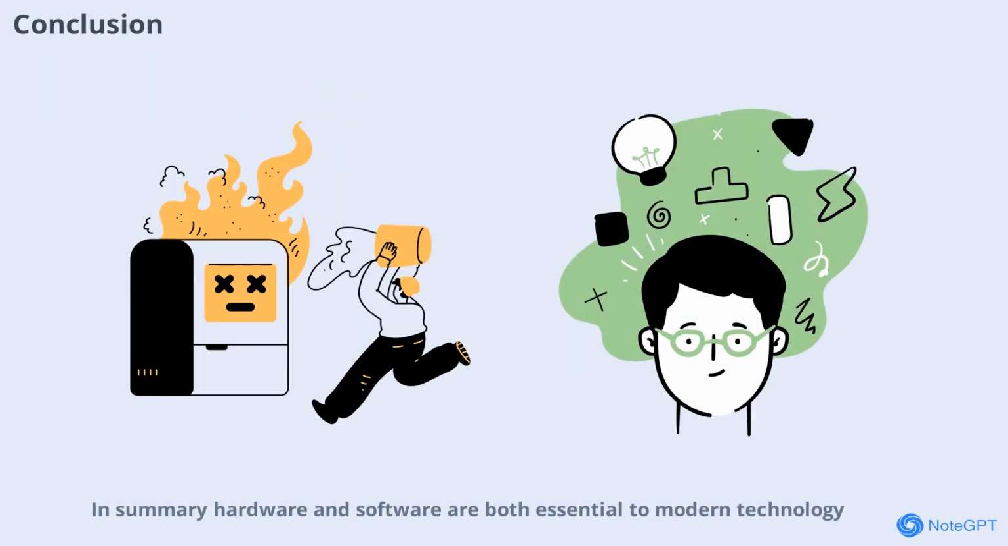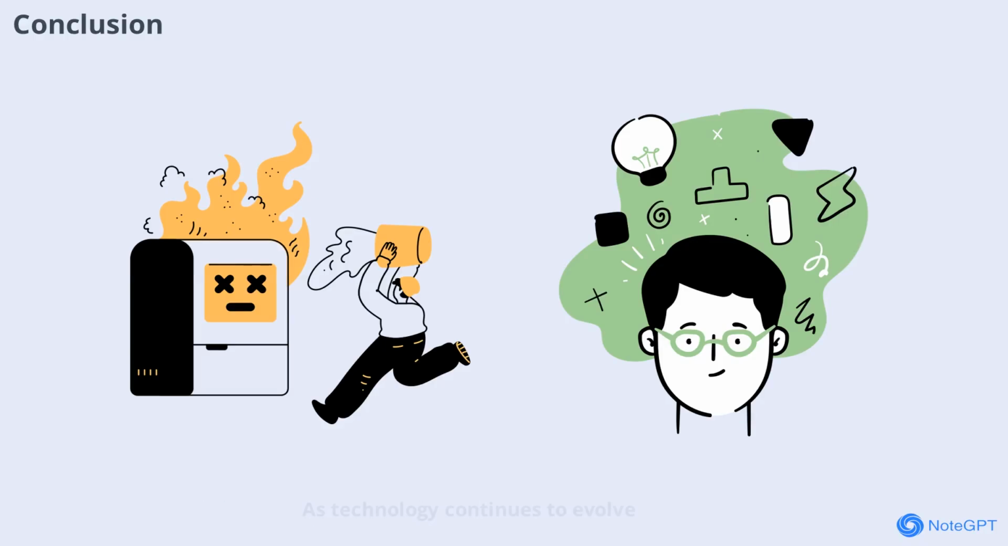Summary: hardware and software are both essential to modern technology. Hardware provides the physical foundation, while software brings devices to life with instructions and functionality. Understanding their differences and how they work together helps you appreciate the technology you use every day. As technology continues to evolve, the relationship between hardware and software will only grow stronger, shaping the future of our digital world.